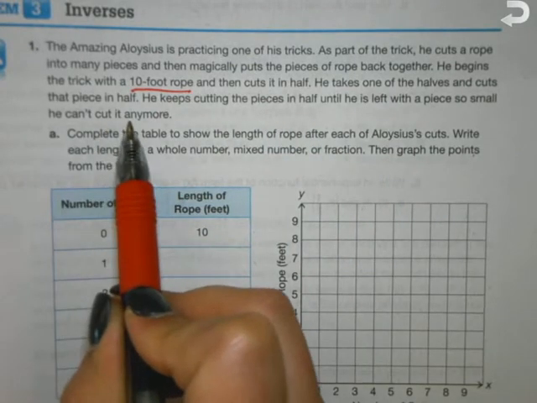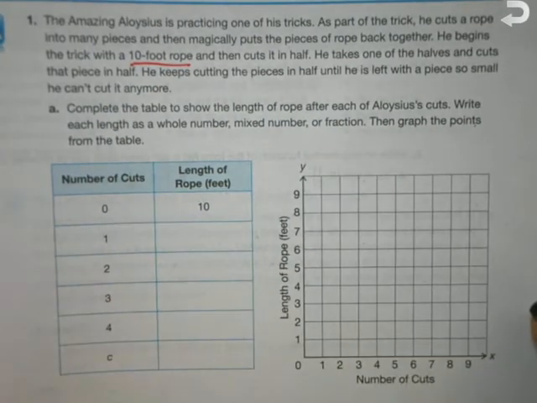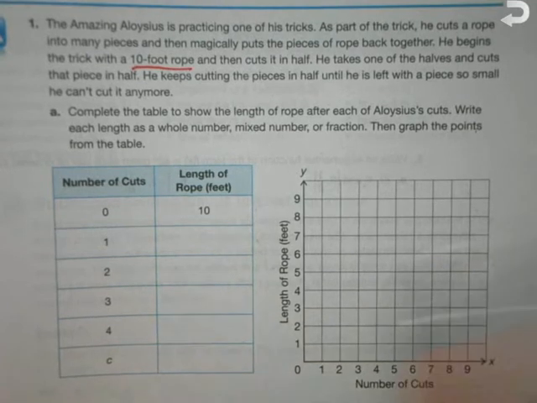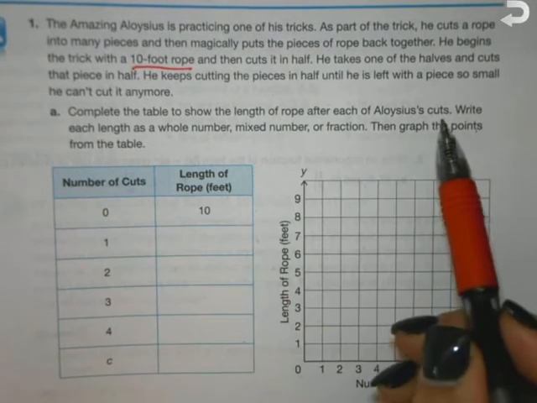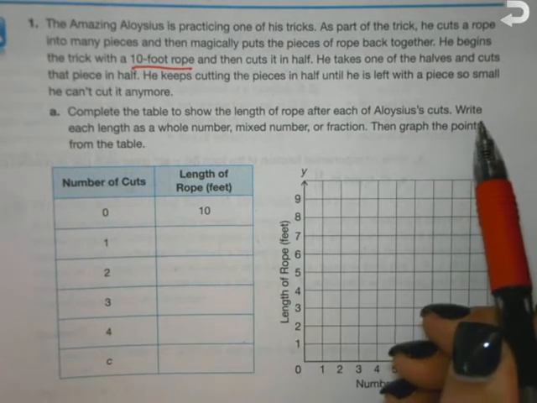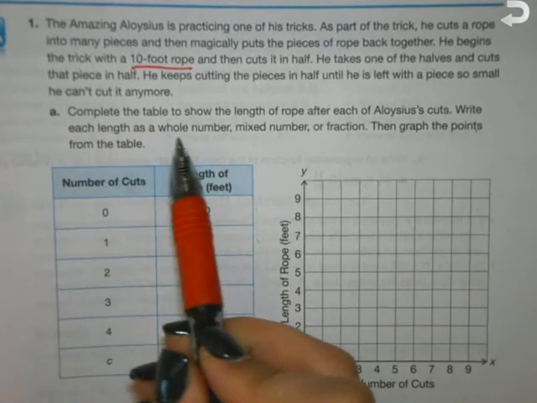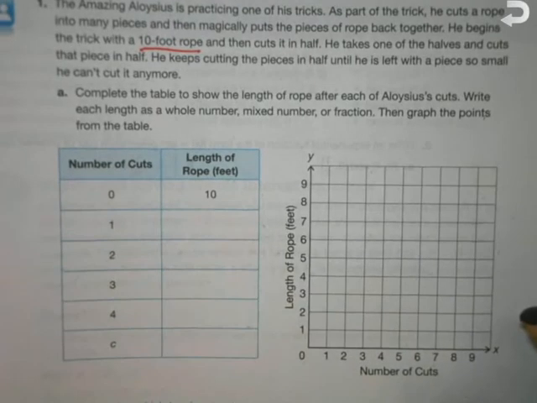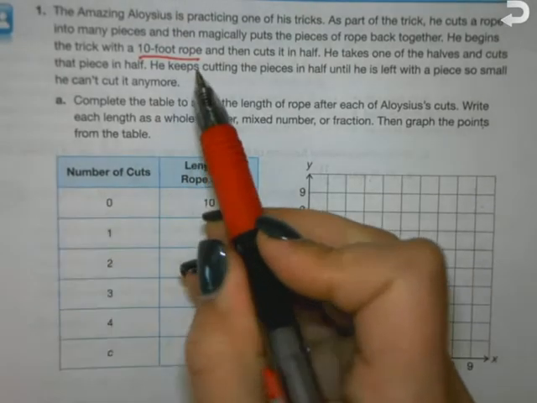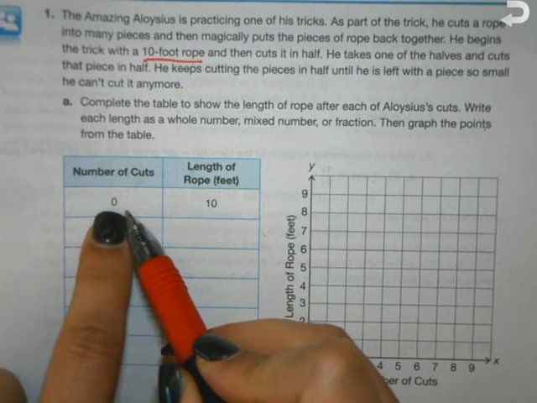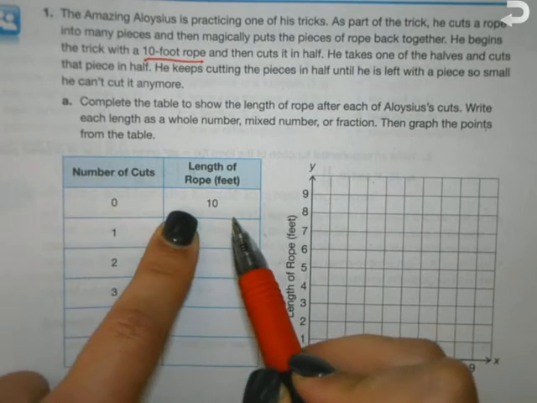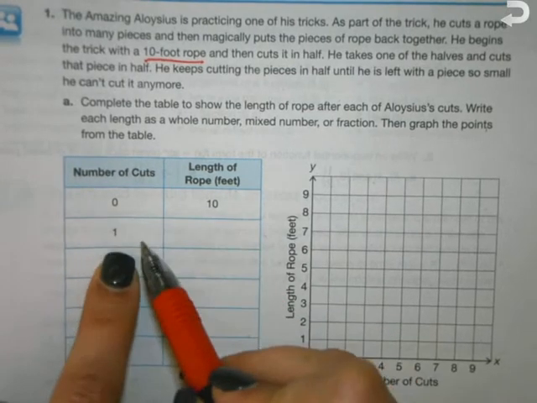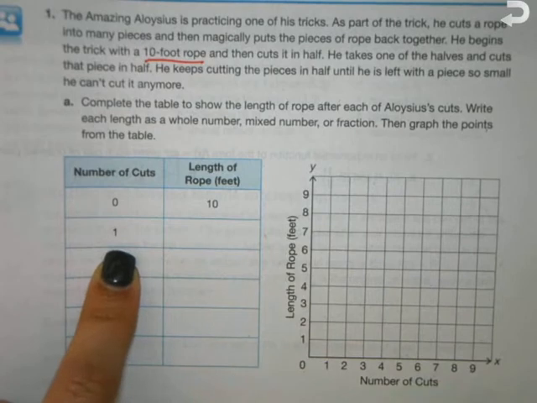Part A wants us to complete the table to show the length of rope after each of Aloysius' cuts, write each length as a whole number, mixed number, or fraction, and then graph the points from the table. Okay? So, the rope is 10 feet long, so when he makes 0 cuts, his rope is still 10 feet, right? When he cuts that in half, so he makes 1 cut, what is the length of the rope? 5.